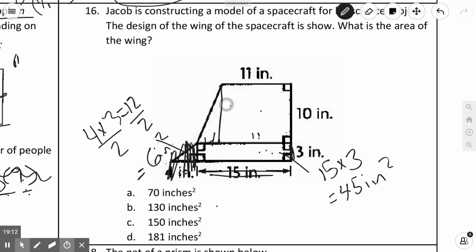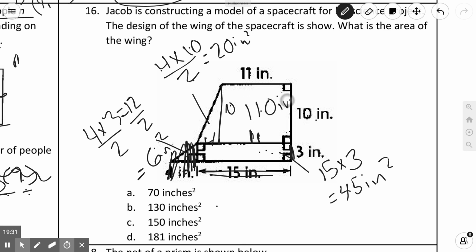So I've got 4 here, and then this is 10 tall because over here this is 10 tall. So 4 times 10 divided by 2 is 40 divided by 2, which is 20 inches squared. And then over here I've got 11 times 10, which gives me 110 inches squared. So now I've got to add it together. I have 6 plus 20 plus 45 plus 110.